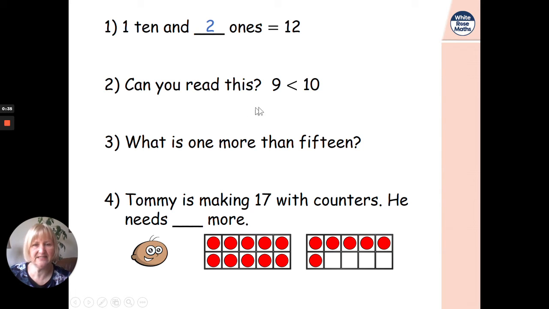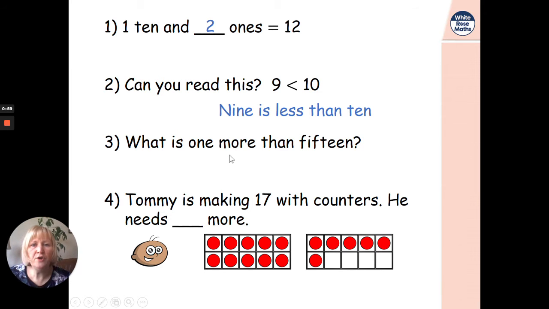Can you read this? 9, 10. 9 is less than 10. Can you remember Mr. Crocodile always faces with his mouth open the biggest or greatest number? 9 is less than 10.